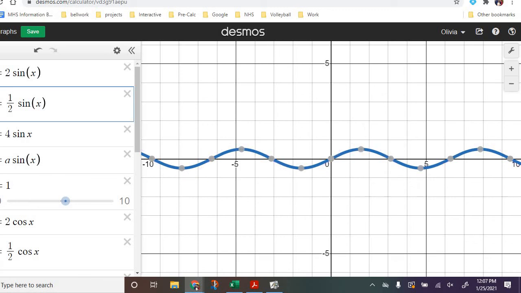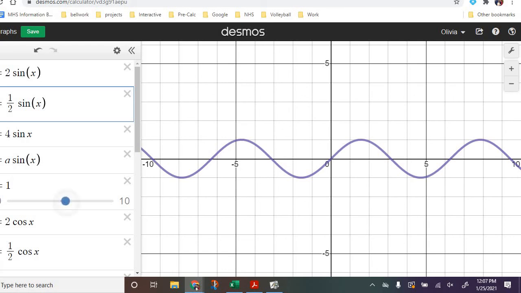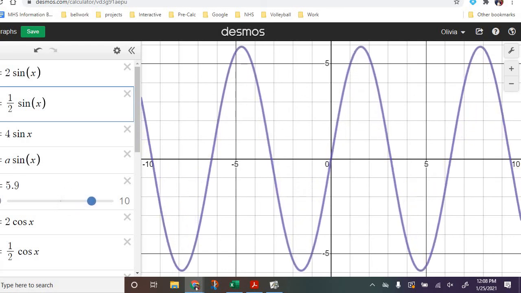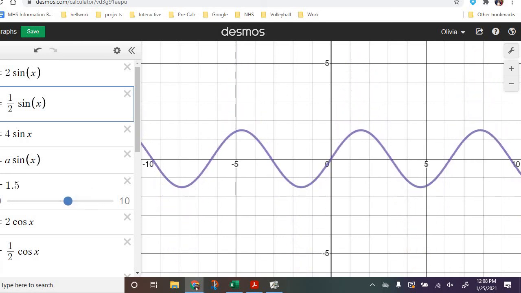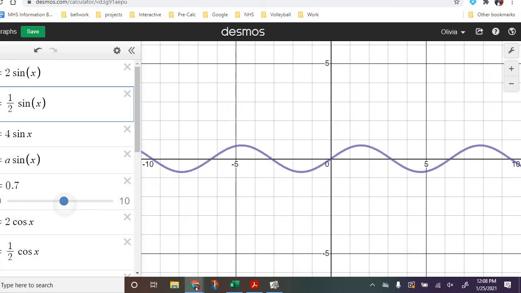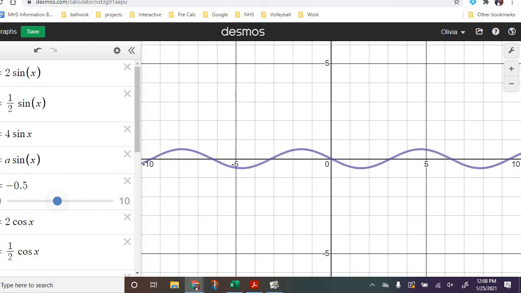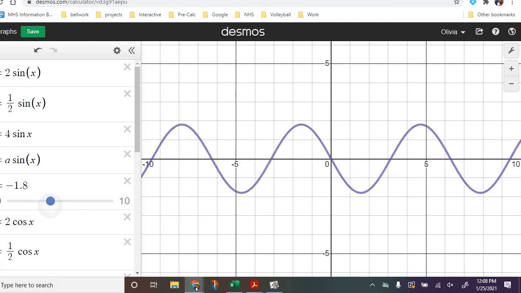Okay? The only other thing that we could see, so notice as we get bigger numbers in the front, I get a bigger graph. Once I go to a fraction or decimal smaller than 1, I get a smaller graph. But what do you think happens when my numbers go negative? It flips. It's going to reflect it. So basically, instead of going up first, I go down first.